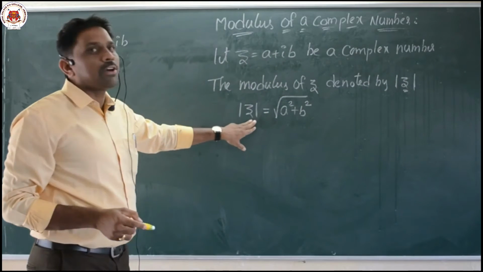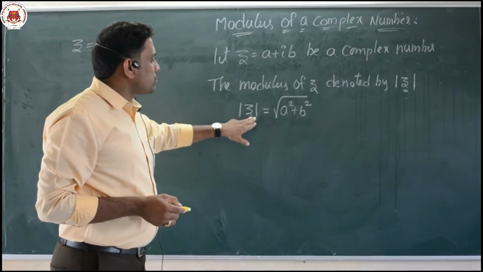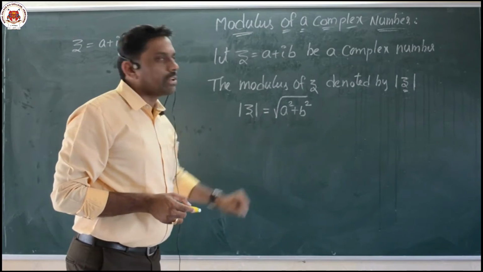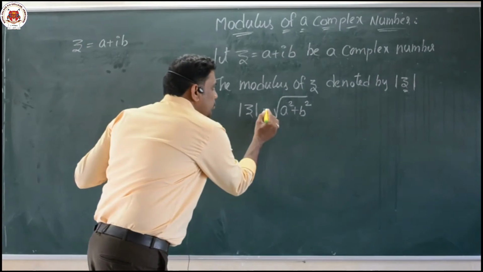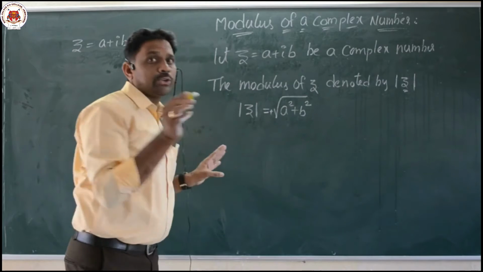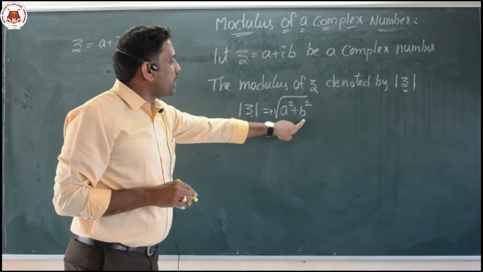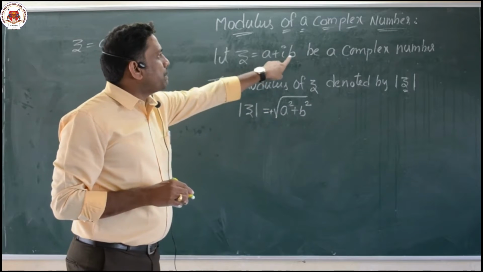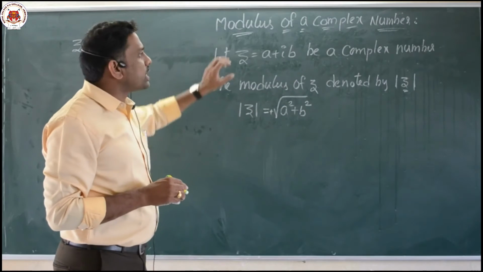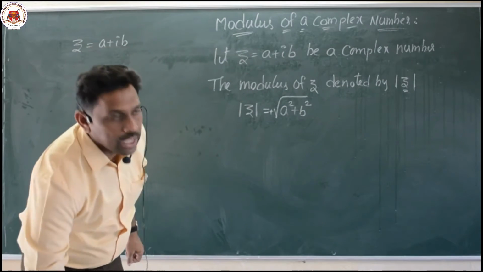And what is the formula for the modulus of Z? Modulus of Z equal to square root of A square plus B square. It is a positive root. It is compulsory positive. No need to take plus or minus. Only the positive value we have to take. Here A is called the real part and B is called the imaginary part. So this is the formula for finding the modulus.